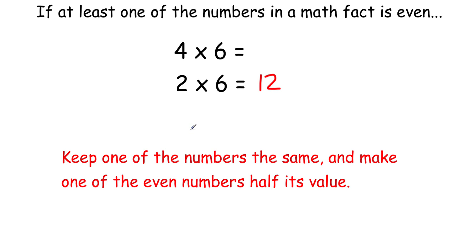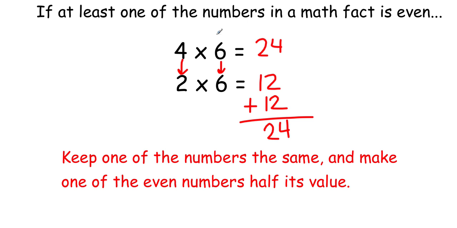So I'm keeping one of the numbers the same, which I did right here. I kept the 6 the same. And the other even number, this one here, I'm going to make it half of its value. 2 is half of 4. And then I figure out that math fact. And 2 times 6 is 12. Now, the last step is adding the answer to itself. And that would get you the answer of 24, which is what 4 times 6 is.